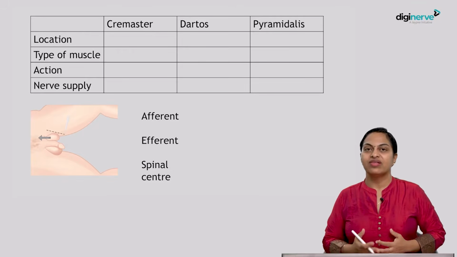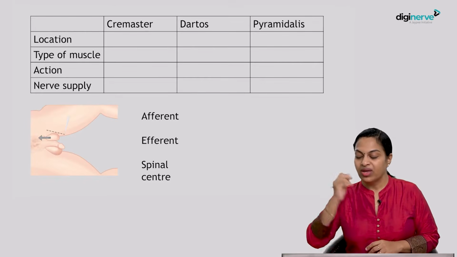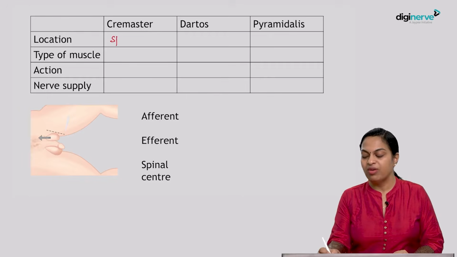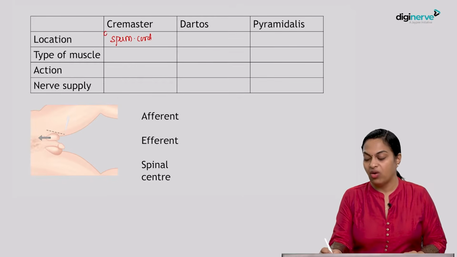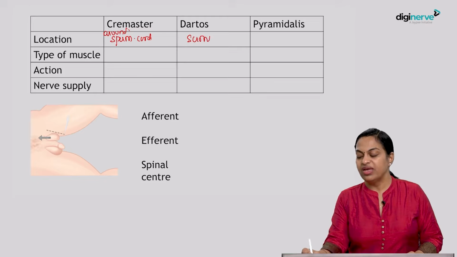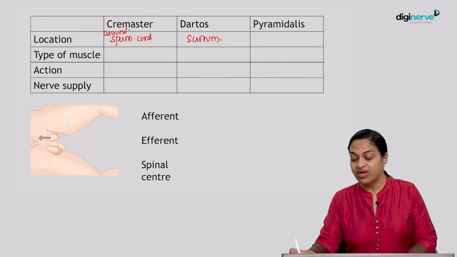So these three muscles are very important while we learn the anterior abdominal wall. The cremaster muscle, we have seen it surrounding the spermatic cord, the fasciculi arranged around the spermatic cord. The dartos muscle is present beneath the skin of the scrotum, subcutaneous. The pyramidalis is within the rectus sheath. Just now we learned, right?